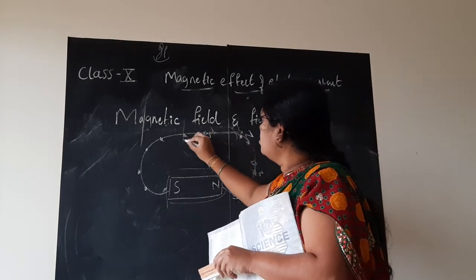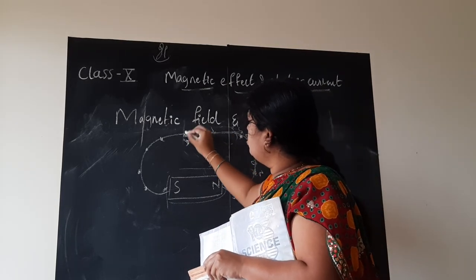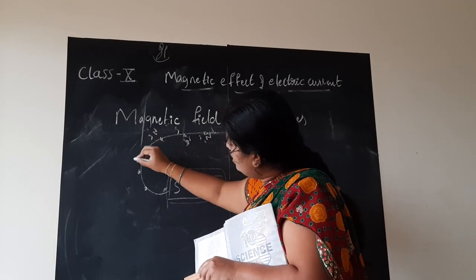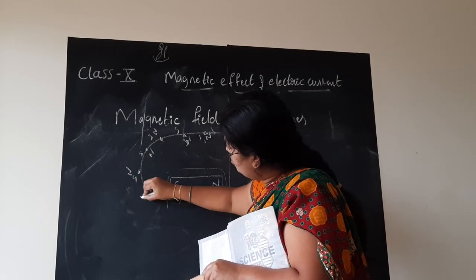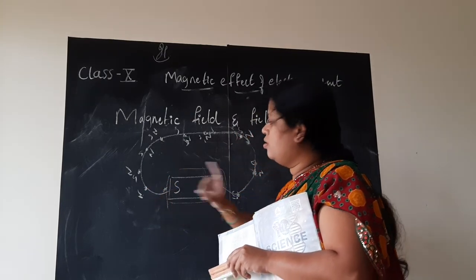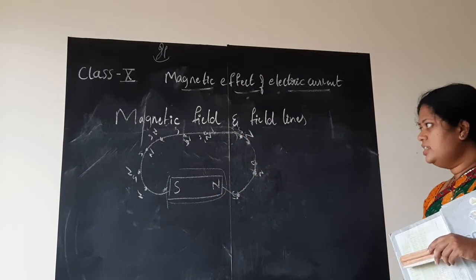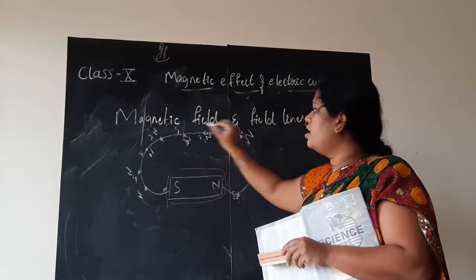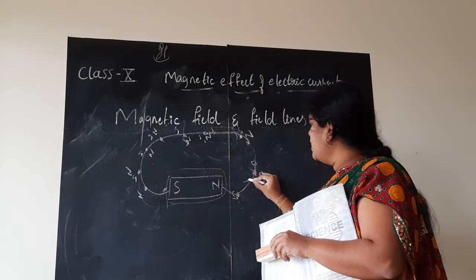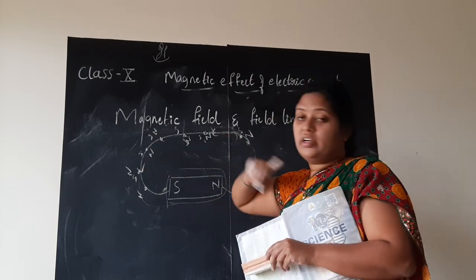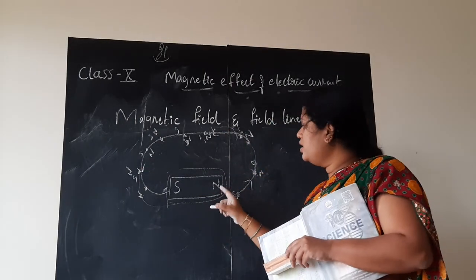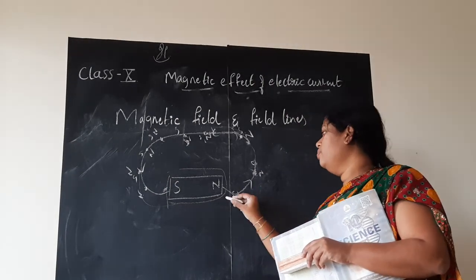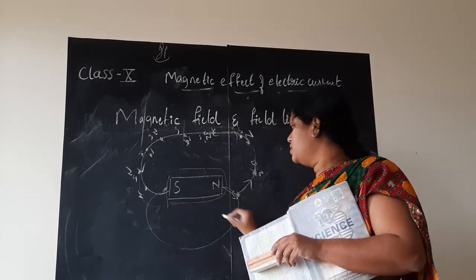South, north, south. Here south, this is north. Again here south, this is north. Then north and south came. So like this, children, when we join all the points like this, we got this curve. And in which direction? This direction. Arrow mark is important. So similarly do that for the below of the bar magnet also. So you may get one more curve like this.